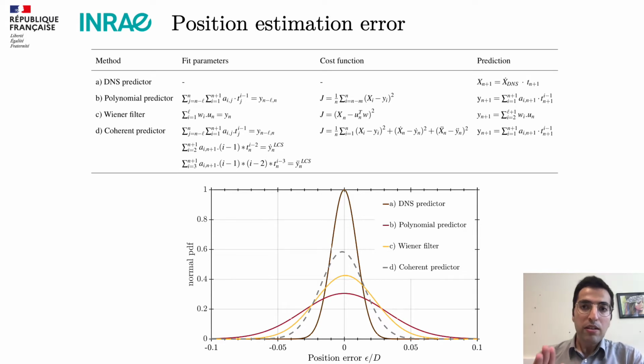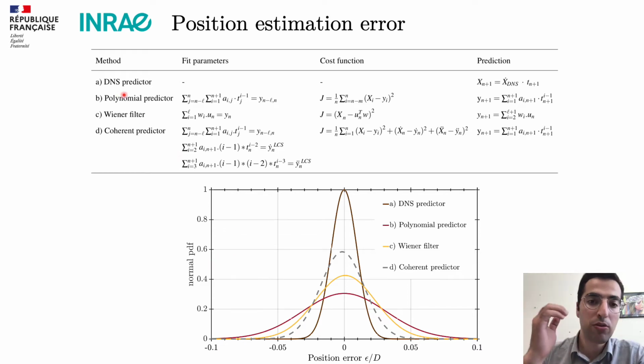If we look at the improvements in a global view, we put the distribution of position estimation error in one plot for each predictor function, and also normalize the PDF distribution by the DNS predictor.